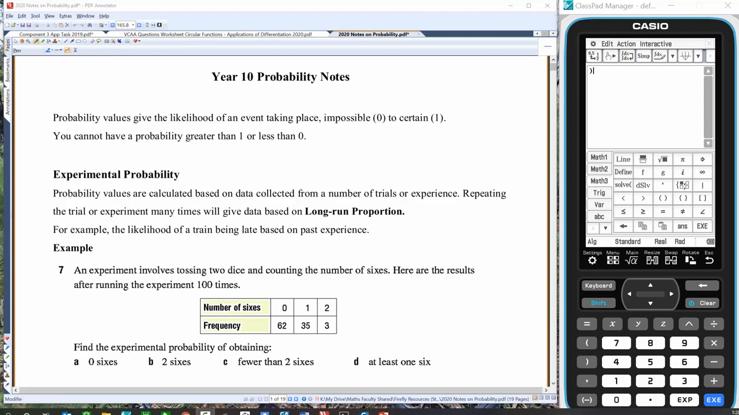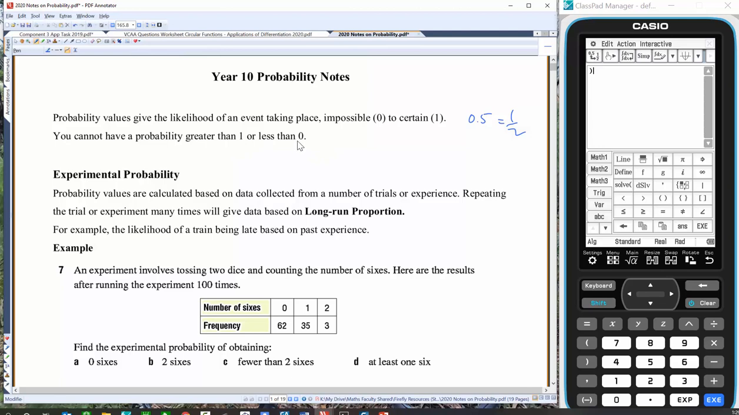Let's revisit some ideas about probability that you've discussed probably in years gone by. Probability values give the likelihood of an event taking place. Impossible is 0, 1 is certain, and 0.5 or a half is in between those two, like tossing a coin. Note that you can't have a probability greater than 1 or less than 0.